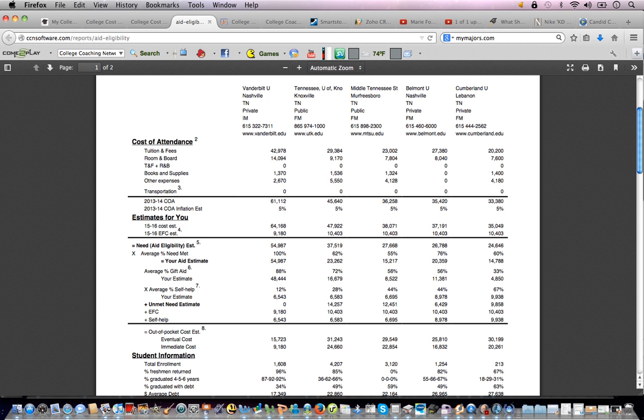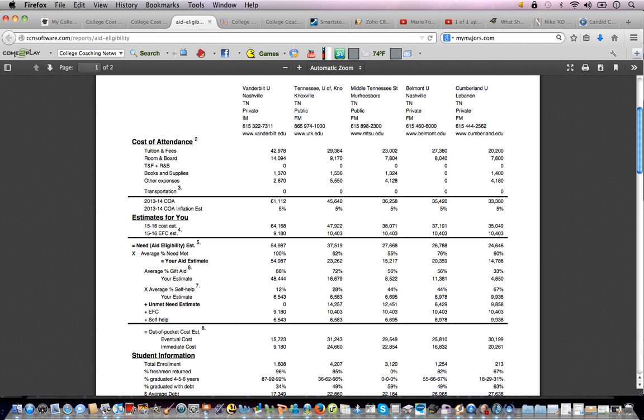If you look here and you say, okay, this is what the government says, this is my EFC, that's what I have to pay based upon my income and assets, and if I add that to my shortfall, which I have no shortfall because they're covering 100%, then my immediate out-of-pocket cost is what the EFC is, which is this $9,180. Immediate out-of-pocket cost for me to go down to Vanderbilt.